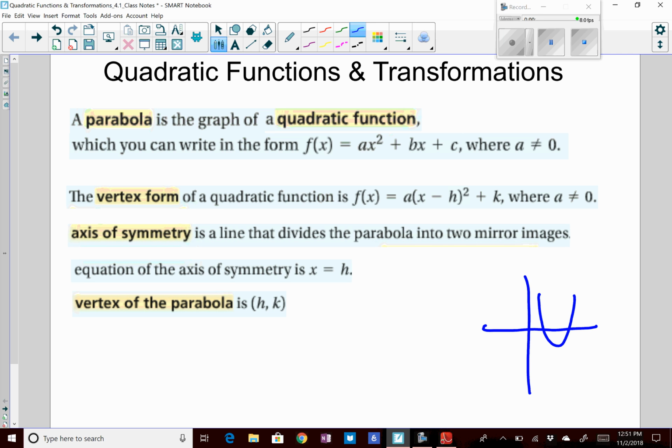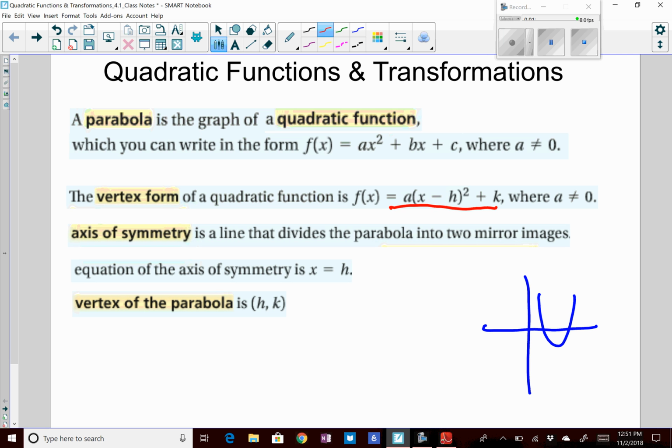Just like with linear equations, we were writing them in different forms. We had slope-intercept form, point-slope form, standard form. But you can write a quadratic equation in a couple of different forms. The one we just looked at, standard form, ax squared plus bx plus c. And then the vertex form of the quadratic function is f of x or y equals a times x minus h squared plus k. Now you probably noticed that this should look familiar to you. It resembles the absolute value function that we looked at in the last chapter.